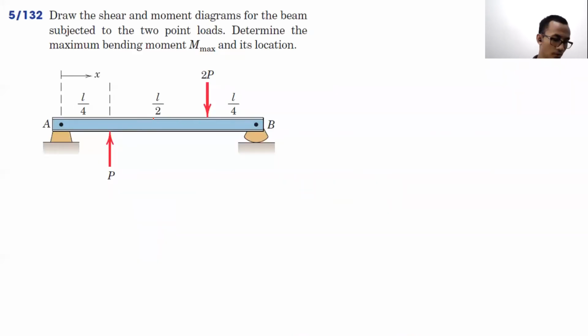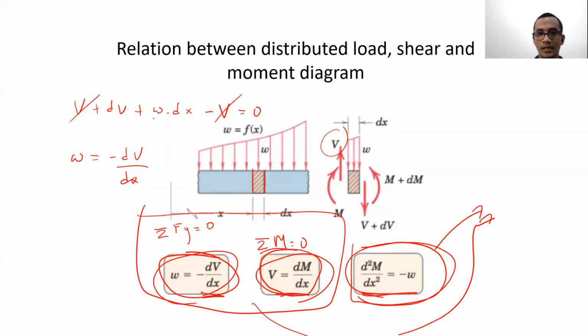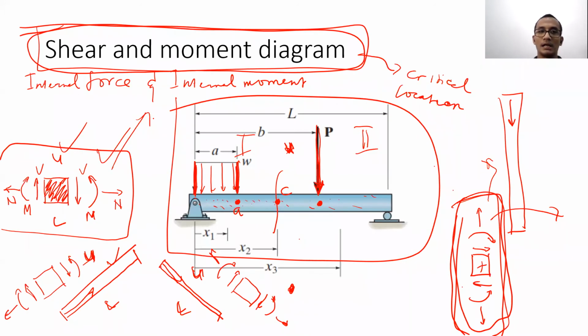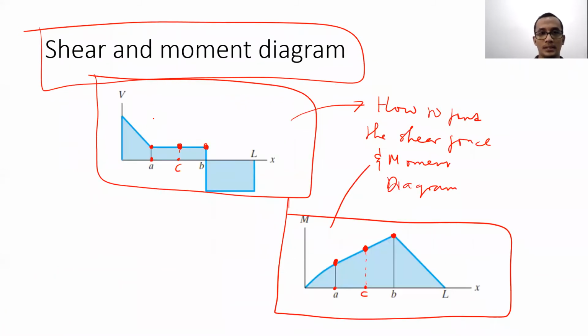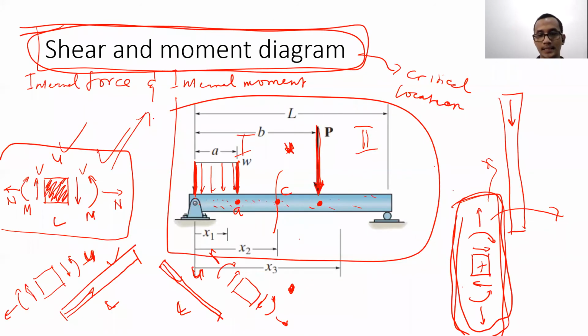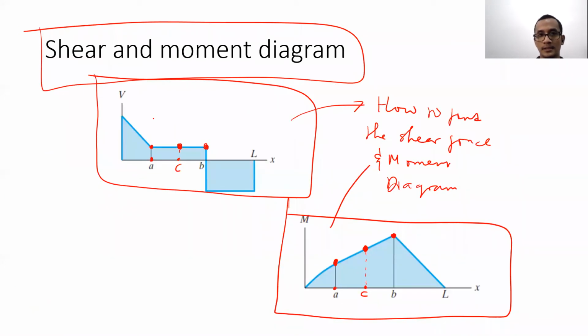Then we will continue, because up until now I only explained that in order to find the critical location, we have to find the shear and moment diagram. But so far I only showed that if we have a case like this, then this is the shear force diagram and this is the moment diagram. I haven't told you yet how to find the shear diagram and the moment diagram.